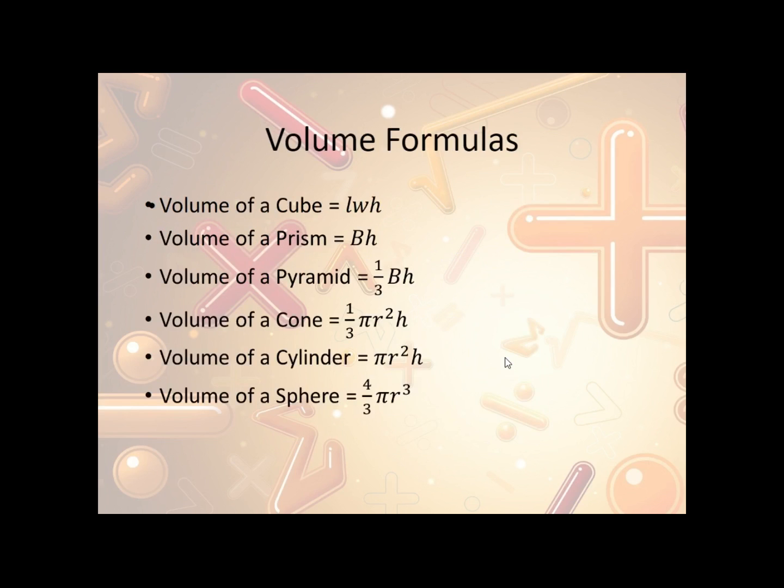Here are some formulas for volume. The volume of a cube is length times width times height. The volume of a prism is the area of the base, notice that's capital B, so that's area of the base times height. The volume of a pyramid is 1/3 the area of the base times the height. The volume of a cone is 1/3 pi r squared h. The volume of a cylinder is pi r squared h. And the volume of a sphere is 4/3 pi r cubed.